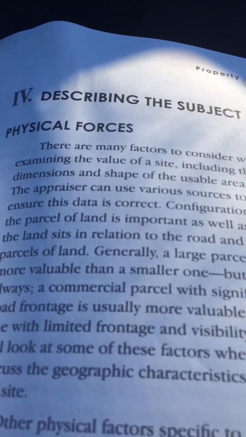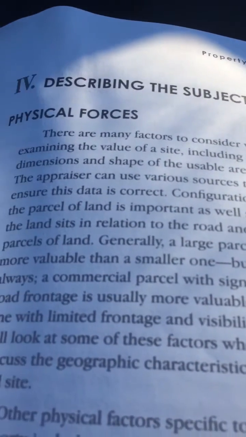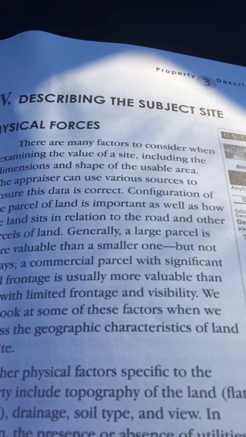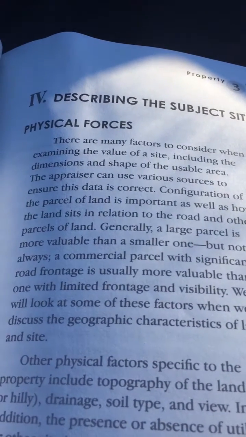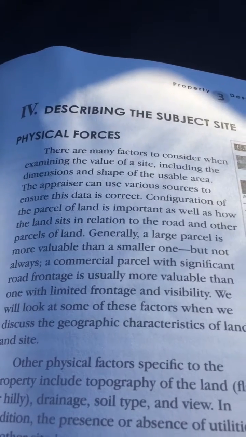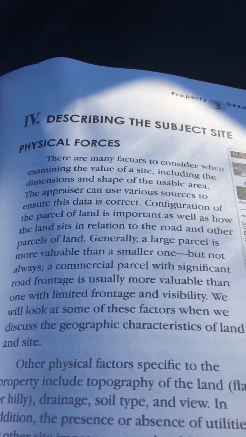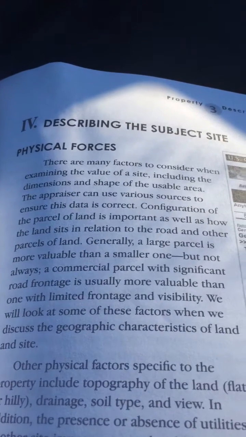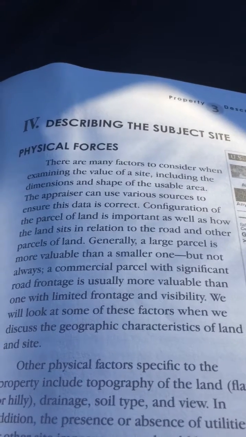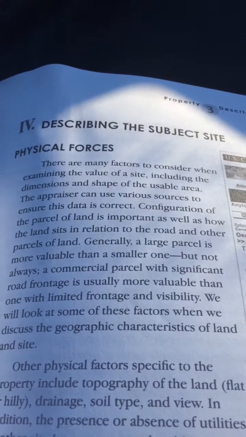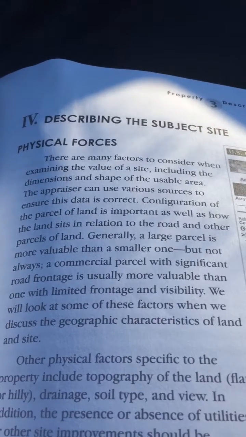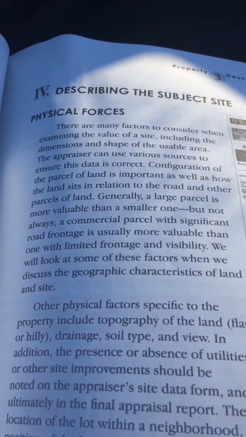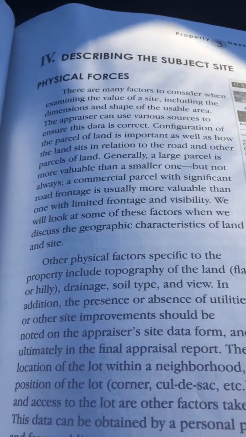Configuration of the parcel of land is important, as well as how the land sits in relation to the road and other parcels of land. Generally, a large parcel is more valuable than a smaller one, but not always. A commercial parcel with significant road frontage is usually more valuable than one with limited frontage and visibility. We will look at some of these factors when we discuss the geographic characteristics of land and site.